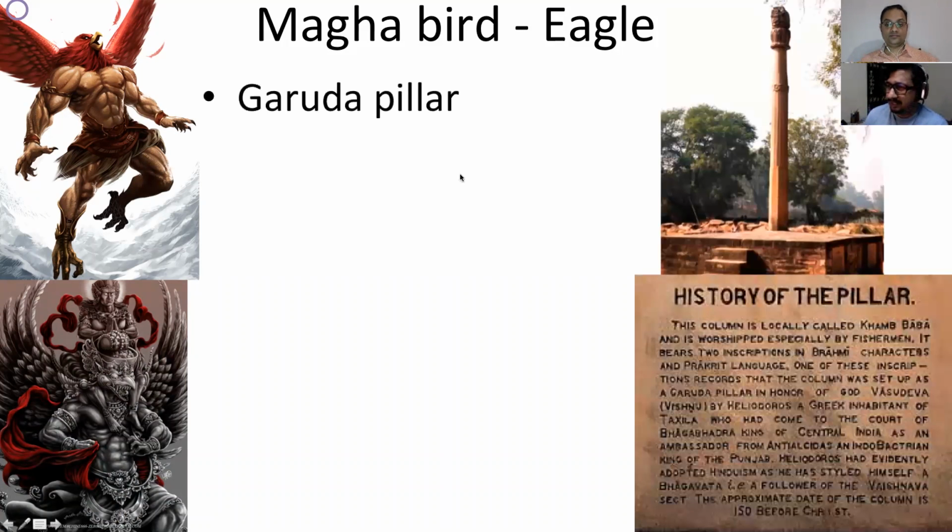Now, there is a pillar that is called the Garuda pillar. It was actually established by a Greek, Heliodorus, who adopted Hinduism. He styled himself as a Bhagavata follower, or he became a devotee of Krishna. And then he was so enraptured by Krishna that he established a pillar with an insignia at the top, and people would worship this pillar. In fact, the locals would worship the pillar, acknowledging Vishnu and Garuda.